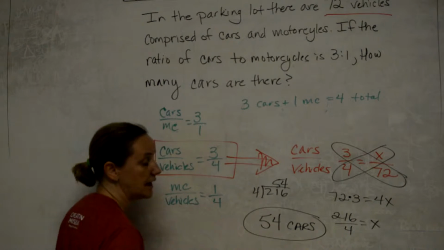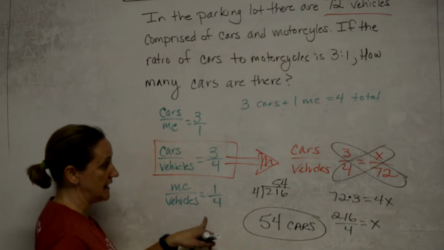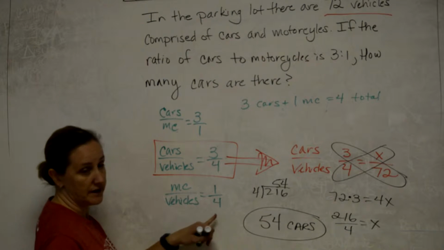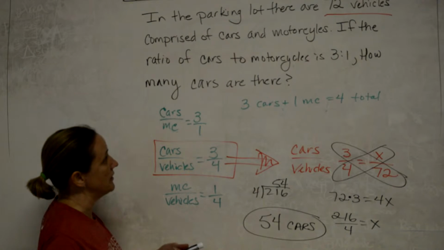Now we could also figure out how many motorcycles there were. We would use the same thing and have 1/4 equals x over 72. Or once we figured out cars, you could probably just subtract.